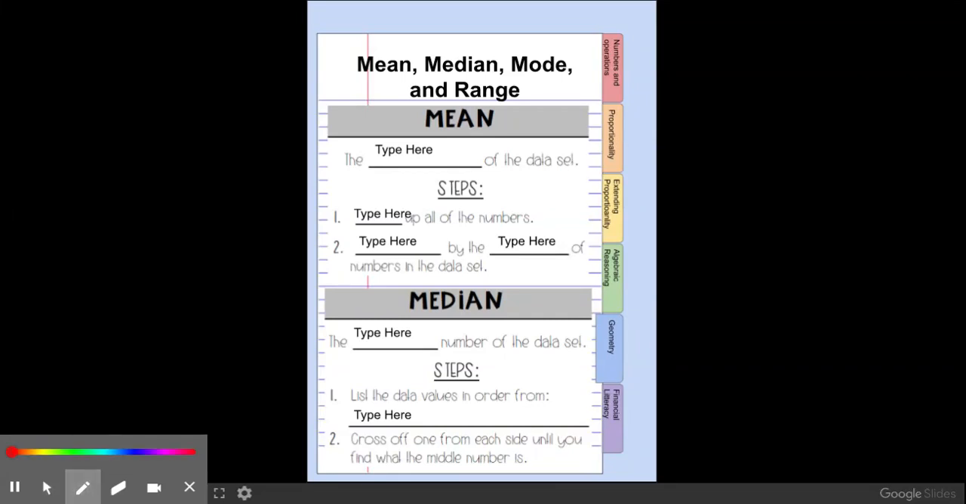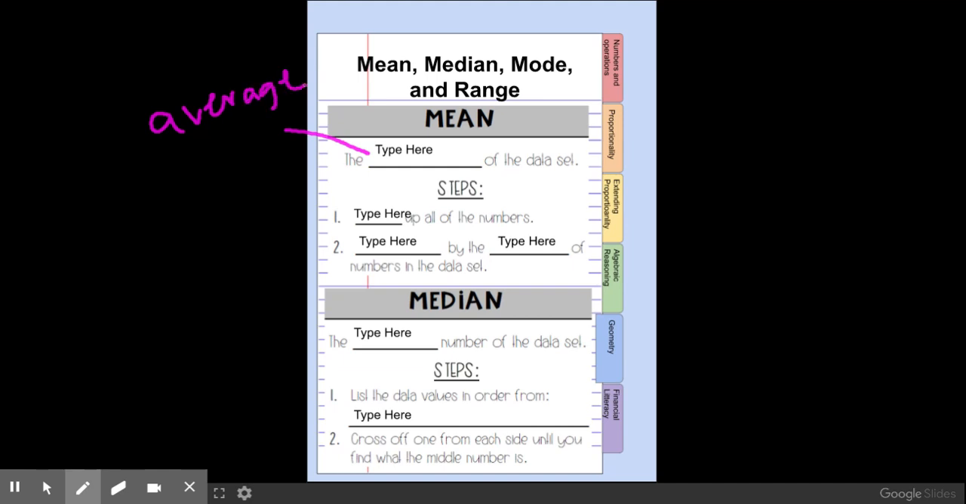All right. Hi, guys. So we're moving on and talking about mean, median, mode, and range. So the first one we're going to focus on is the mean. So the mean is the average of the set of data.